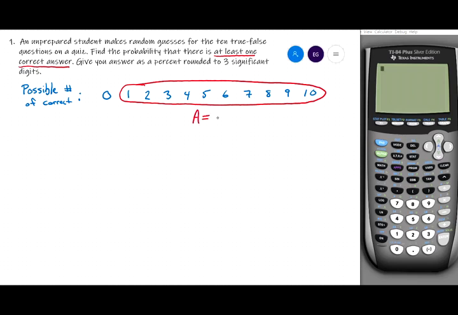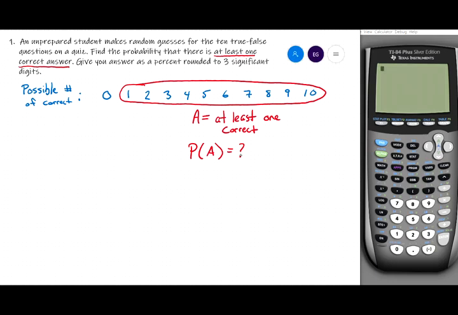So the event we're looking for, A equals at least 1 correct. Our event A consists of 10 individual mutually exclusive outcomes. So to calculate P of A directly, like I said, is a lot of work.